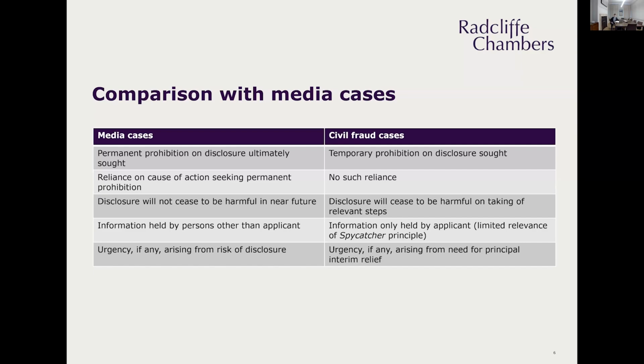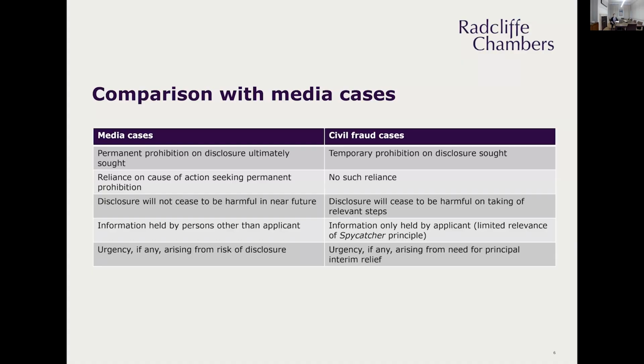And then I have the second column there, characteristics of our civil fraud cases. And this is something of the flip side. So instead of a permanent prohibition on disclosure, the first row there, the applicant will seek a temporary prohibition on disclosure. And that will end long before any trial, of course, because the trial will have nothing to do with any entitlement to prohibit disclosure. It will have something to do instead with other causes of action, for example, a claim in deceit. And the second row, there is, as a result, no reliance on any cause of action which results in a permanent prohibition on disclosure.